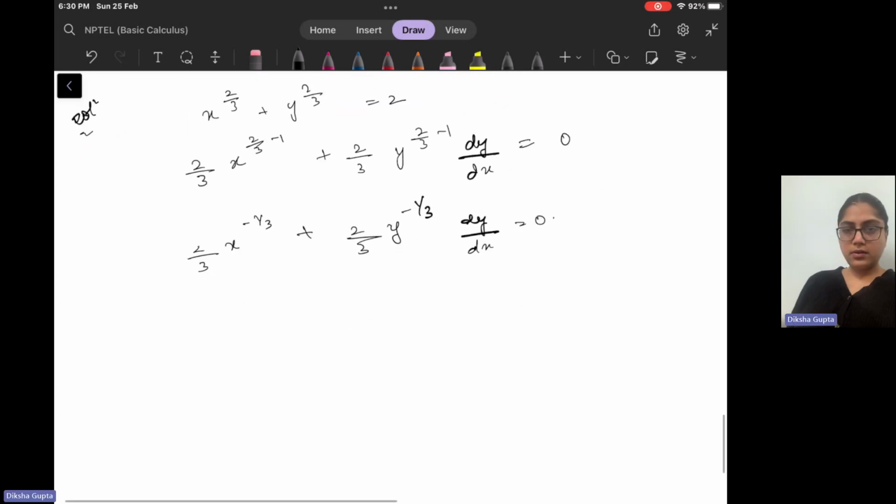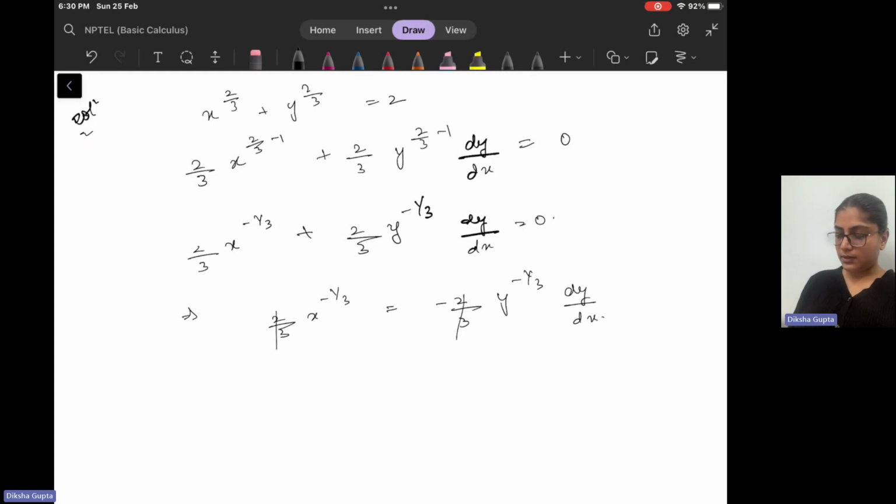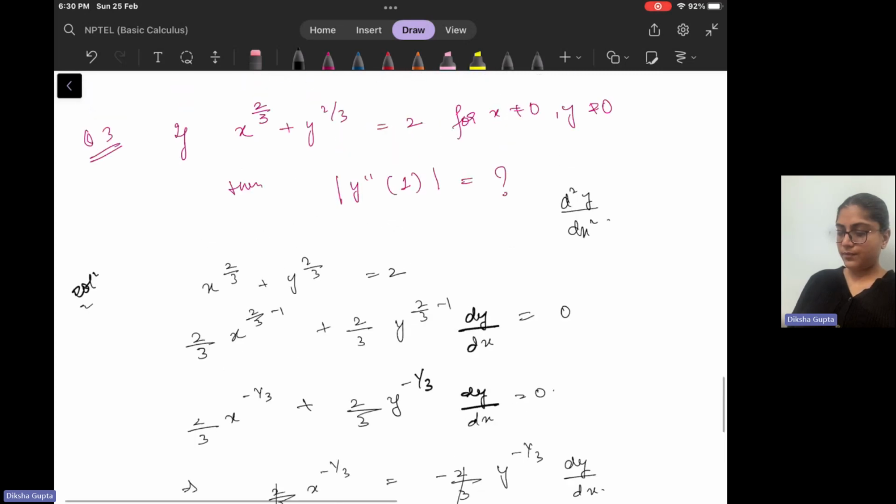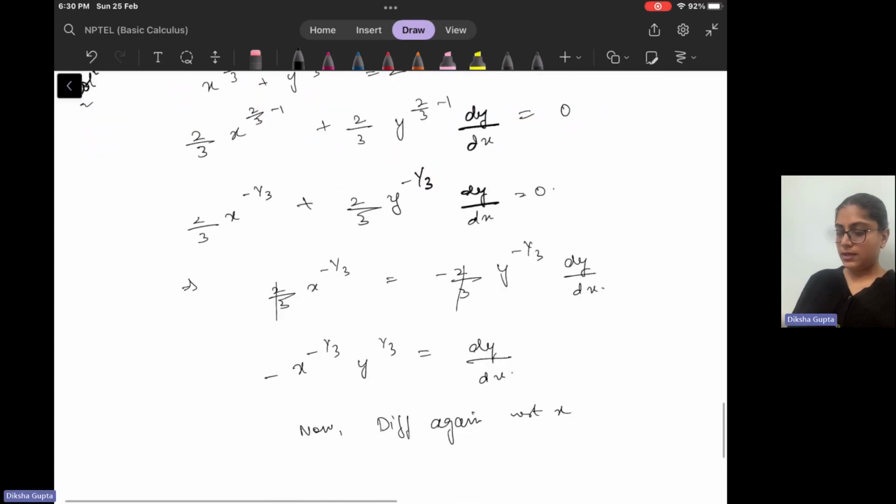So you have 2 by 3 x^(-1/3) = -2/3 y^(-1/3) dy/dx. So this can get cancelled. So you have x^(-1/3) / y^(-1/3) = dy/dx. Now differentiating again with respect to x because we have to move to the second derivative.